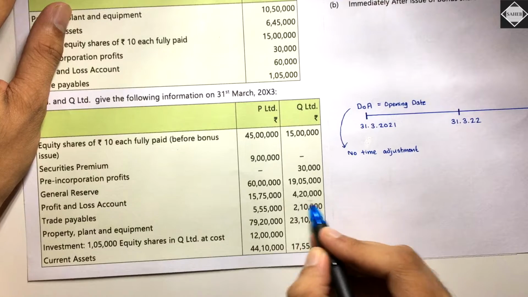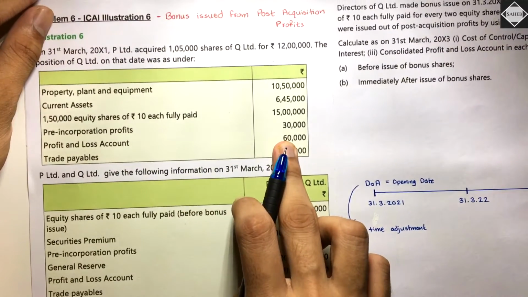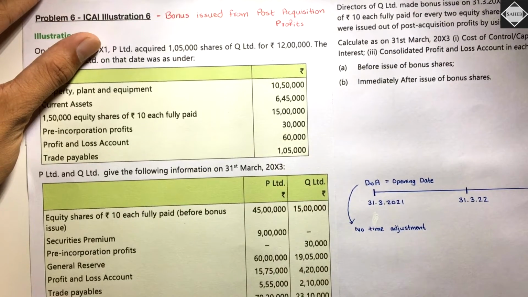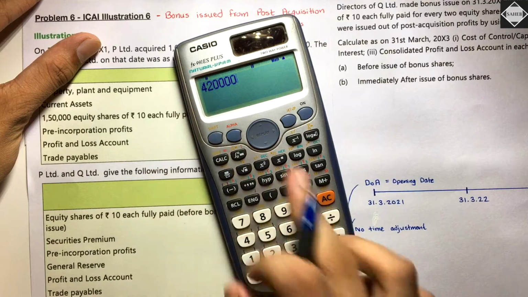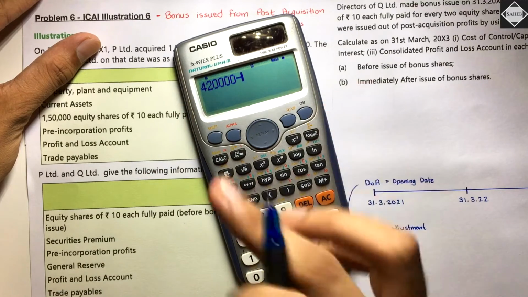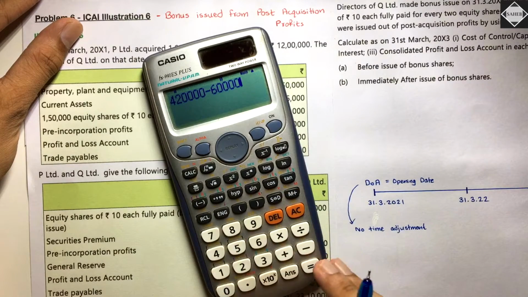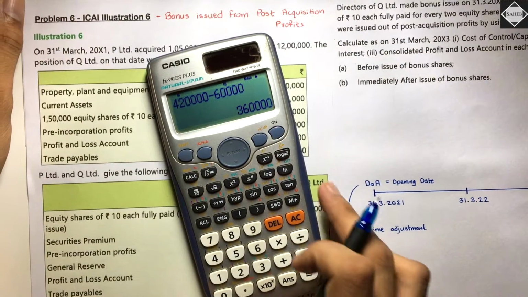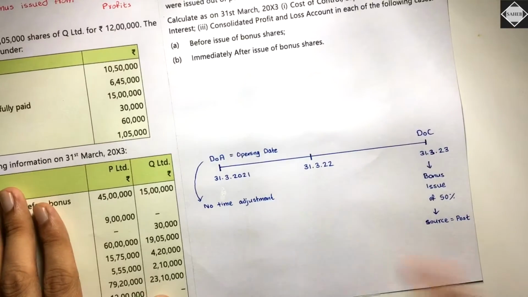And then see profit and loss account balance 15,75,000 in P Limited. Okay, that's fine. 4,20,000 in the Q Limited. So P&L balance was 60,000 on the date of acquisition. So just check 4,20,000 P&L balance on the date of consolidation minus 60,000 on the date of acquisition. If you subtract that, you come to know 3,60,000 P&L has been earned. This much profit has been earned in this entire 2 years.